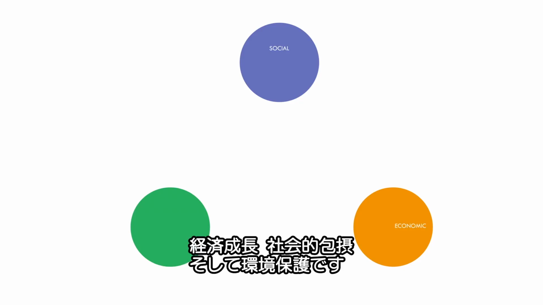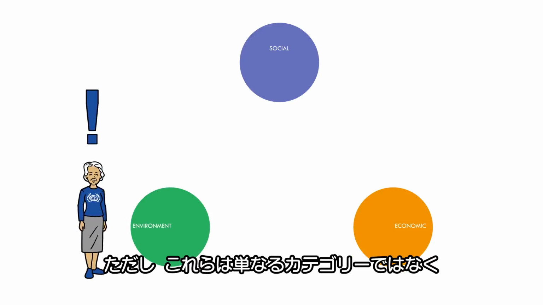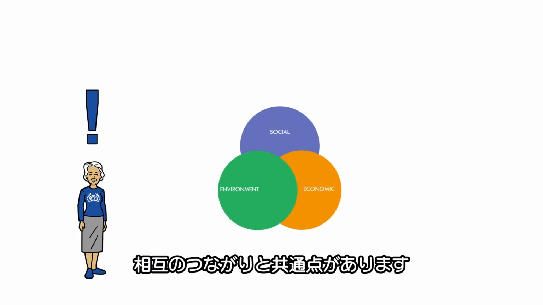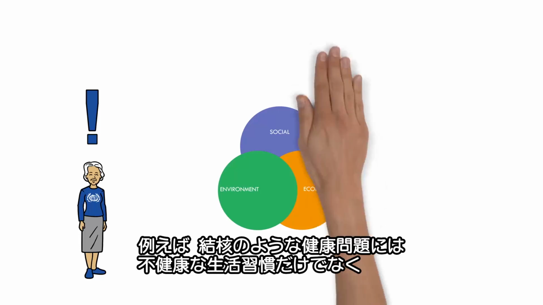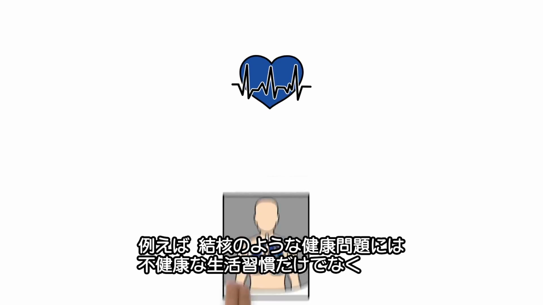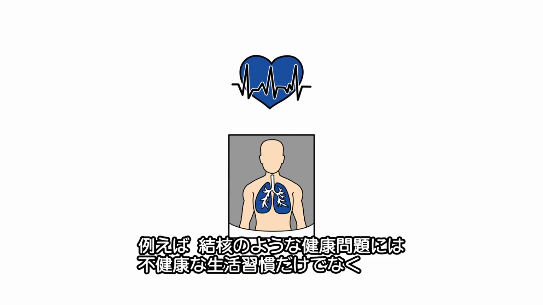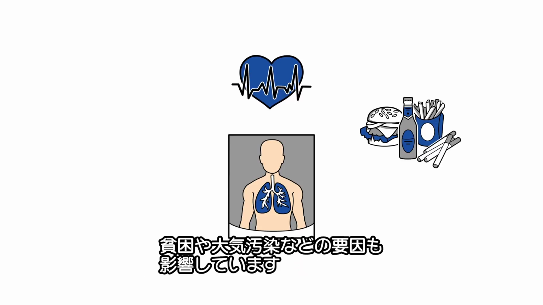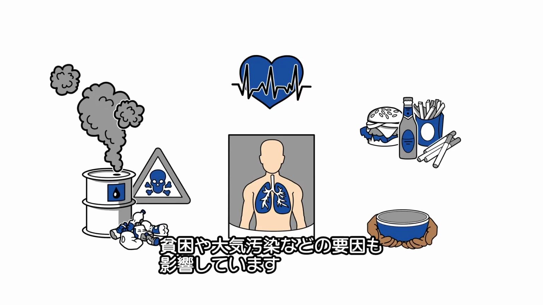Sustainable development is usually viewed through a lens of 3 core elements: economic growth, social inclusion, and environmental protection. But it's important to remember that these are not just categories or boxes, they are connected and have aspects in common. For example, a health challenge like tuberculosis is not only determined by an unhealthy lifestyle, it could also be influenced by other factors such as poverty or air quality.